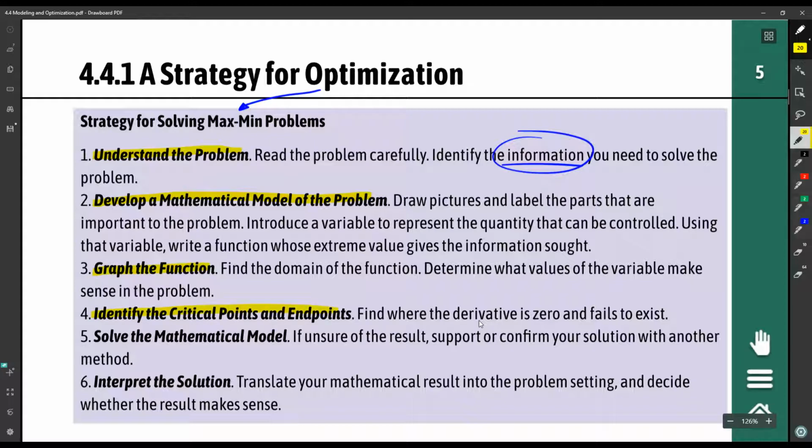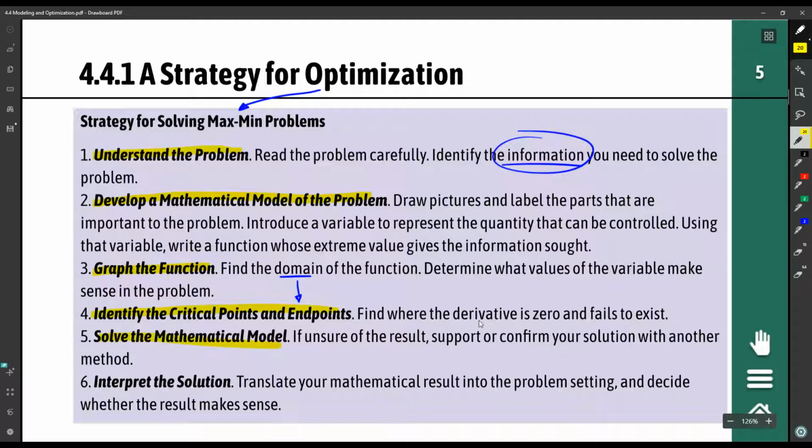So that means we're going to be differentiating. Find the derivative, set it equal to 0 or set it undefined. Find the critical points, and then find the endpoints using that domain back from number 3. Number 5, solve the mathematical model.